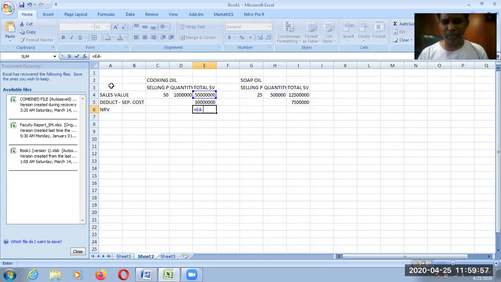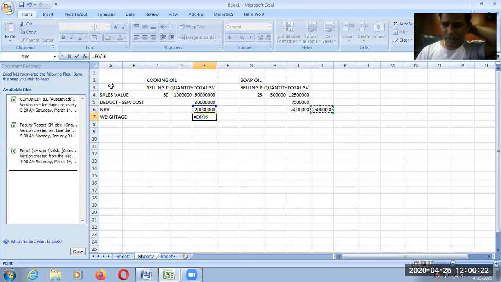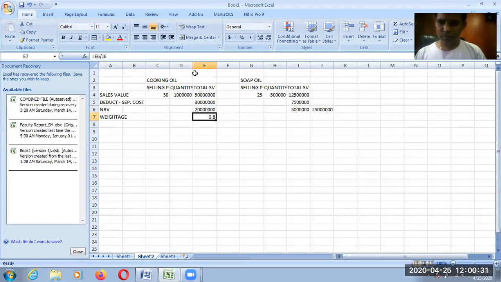So sales value minus separable cost, and sales value minus separable cost. We need to calculate the weightage of this. So let us take the total of this NRV. This is the total weightage, that is, the NRV of cooking oil divided by total net realized value, 80%, and doing the same here gives 20%.